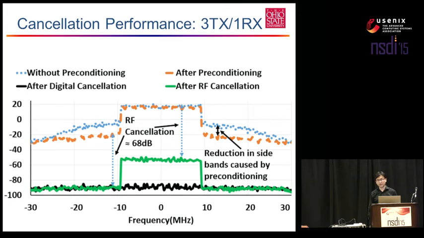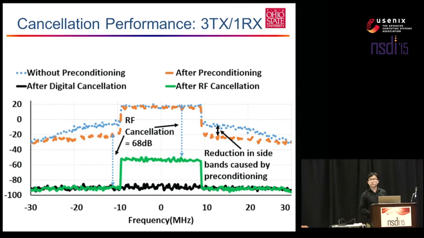For the details about how we do the preconditioning and how we achieve this, where we reuse modules in our digital cancellation modules, please refer to our paper. And here we show the performance of a 3TX and 1RX case. That's the most complicated case, since 3 of the signals will happen simultaneously in our system, and we want to cancel them. So this is the most complicated case. We show that we are able to support this configuration.